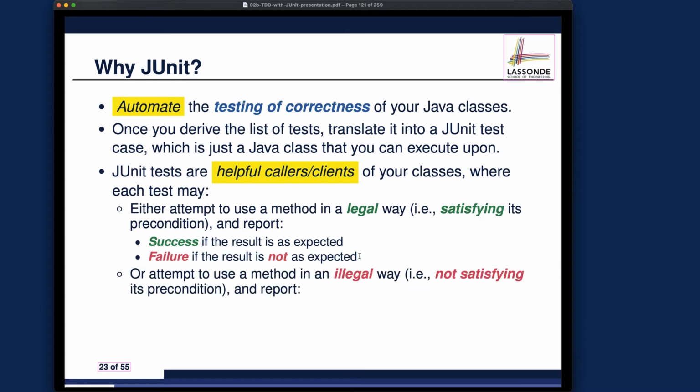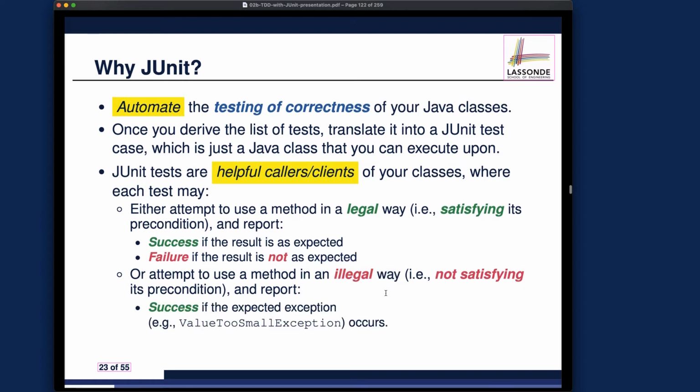Okay. Well, the other way to test your user scenario would be you try to use the method in an illegal way, right? That's basically what console tester 1 and console tester 2 were actually trying to achieve. So let's say if I'm trying to use a decrement method when the counter was only initially initialized. In that case, I'm trying to decrement from 0 to -1. That would be illegal. In that case, what will be considered as a success? It will be considered as a success if the expected exception, for example, value too small exception occurs. Otherwise, it will be considered as a failure if it did not occur.